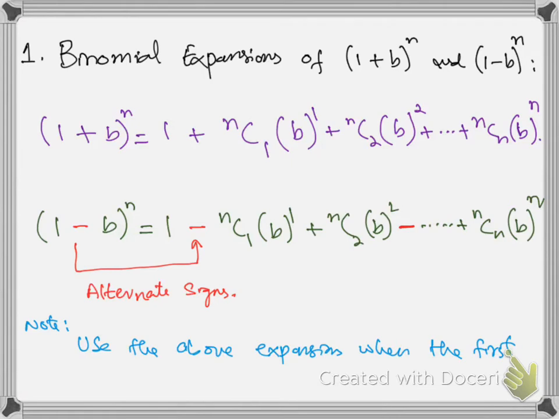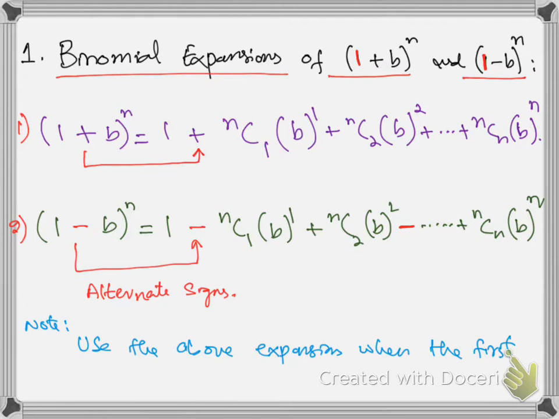Now binomial expansions of (1 + b)^n and (1 - b)^n. So let's talk about the first expansion, (1 + b)^n. If you see, the first term in both expansions is 1. So this theorem is used when the first term of the expansion is 1. So for (1 + b)^n, when we have a plus sign here, then all signs must be positive. And this is the binomial theorem when the first term is 1.